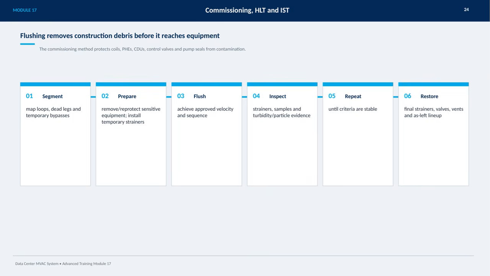Finally, we restore the system by installing the final strainers, valves, vents, and setting everything back to the as-left lineup. This thorough approach ensures that the system is clean and protected before startup.